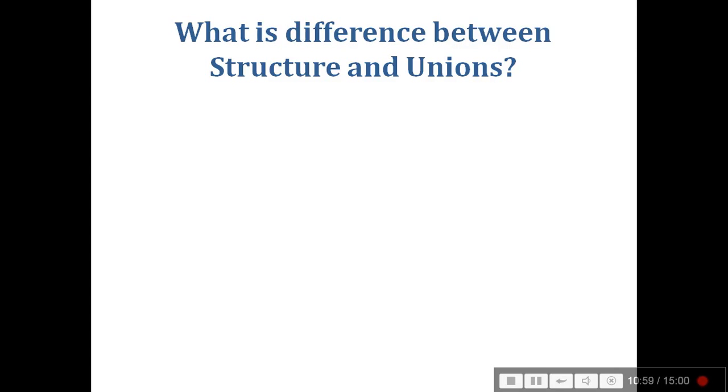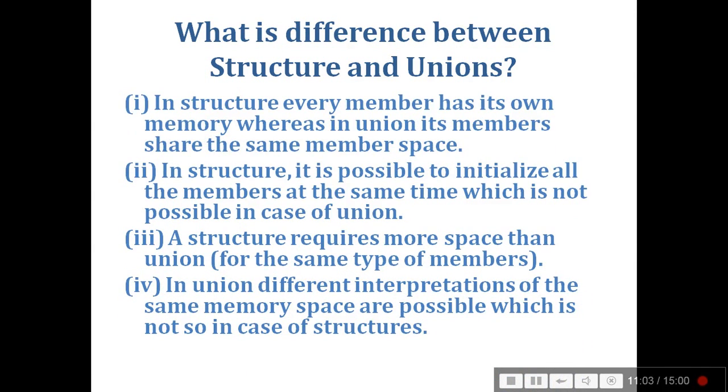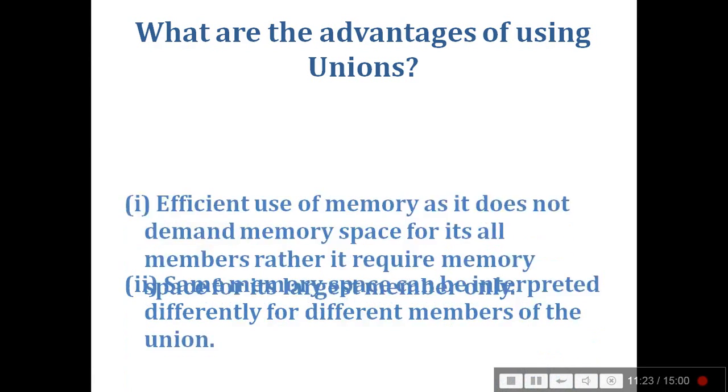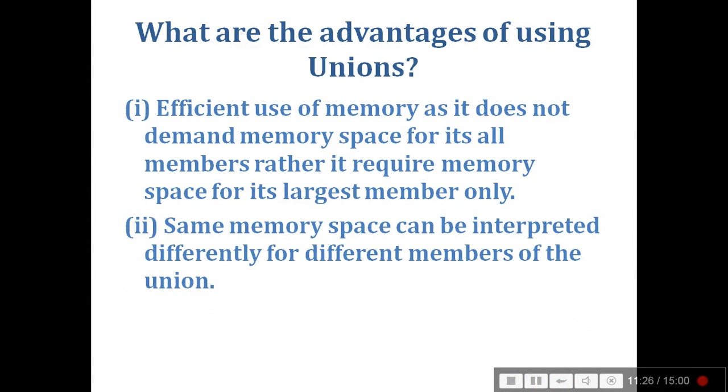What is the difference between structures and unions? Again, a union takes a specified area of memory. A structure will take the whole lot, whatever you have initialized in a structure, it will assign memory to each and every data type. But in a union, the maximum will be taken, and every data type can work upon it. What are the advantages of using unions? Again, efficient use of memory, and the same memory space can be interpreted for different members of the union.